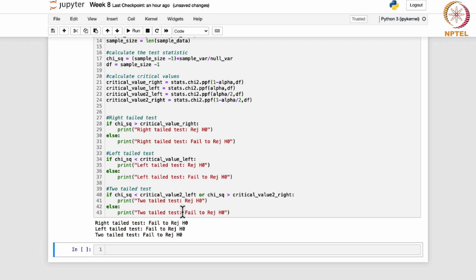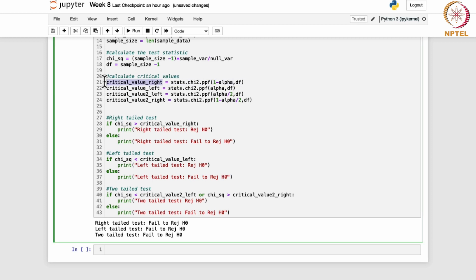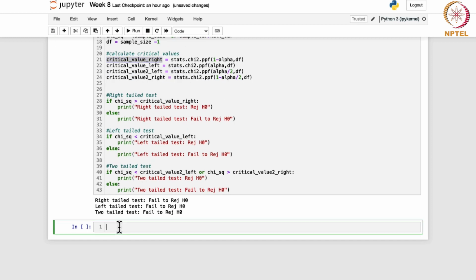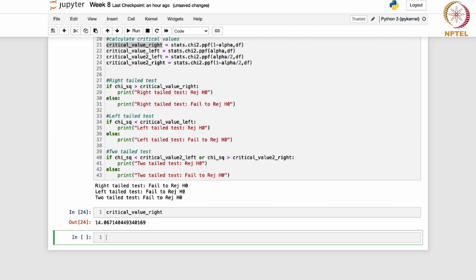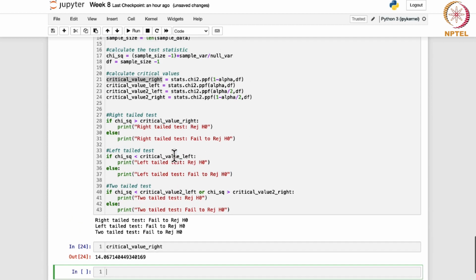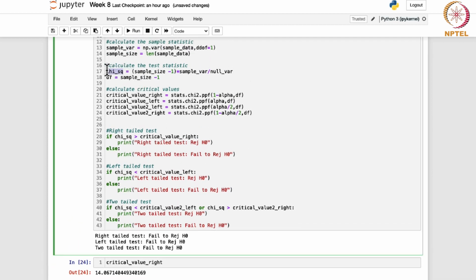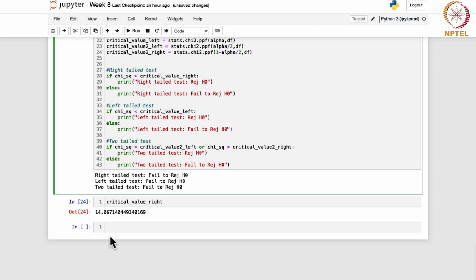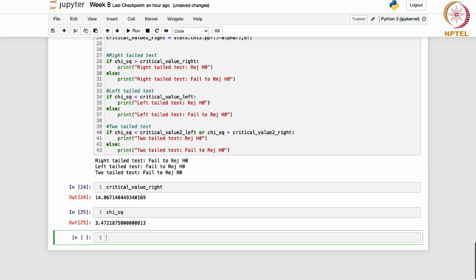So in all three cases, we fail to reject the null hypothesis, and if we look at the critical value on the right side, that is the right tail critical value, it is 14.06, and what was your chi-square value? It is 3.472. So your chi-square value is actually less than the right tail critical value, so that is why you fail to reject.